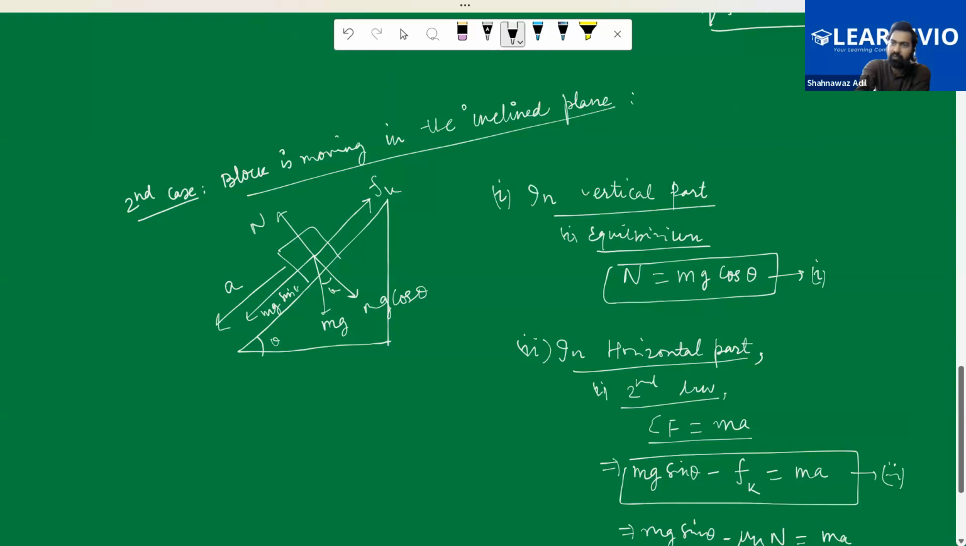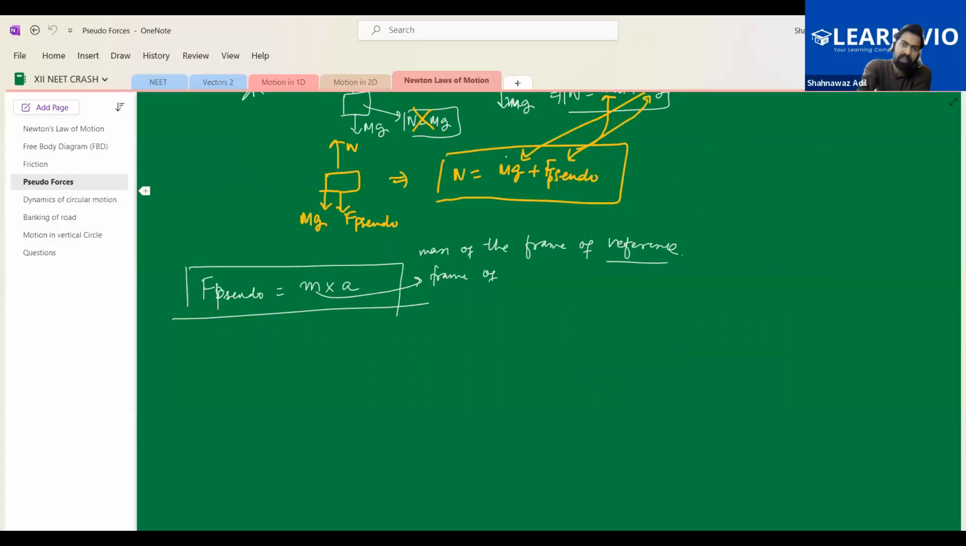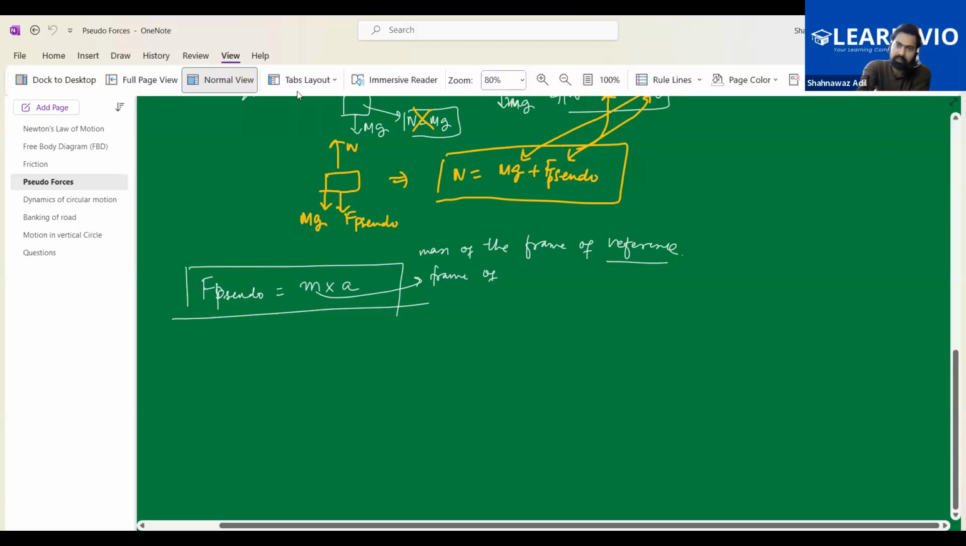this one. So that is pseudo force, right? Why do we apply or why do we need this pseudo force? So the laws of motion, they are applicable for what kind of frames? Do you guys remember that? For what kind of frames these laws of motion are applicable?